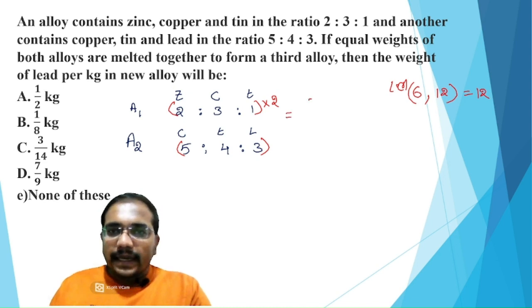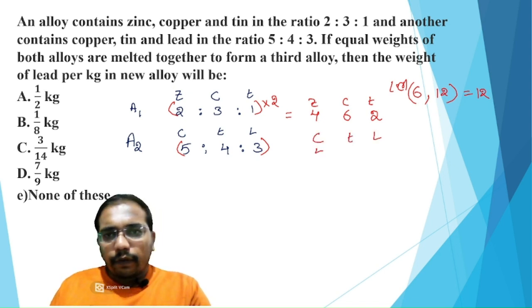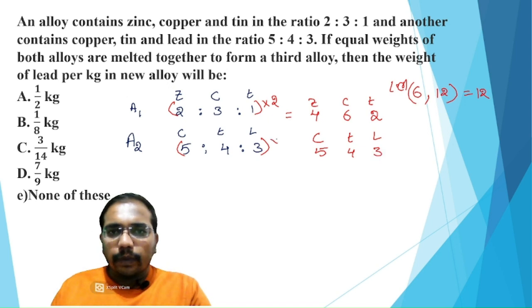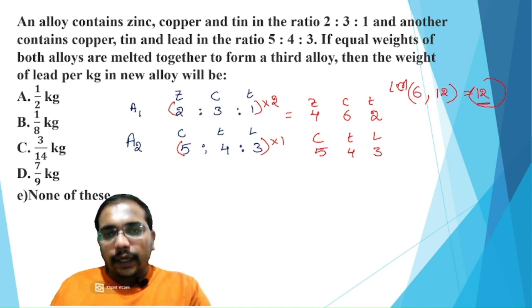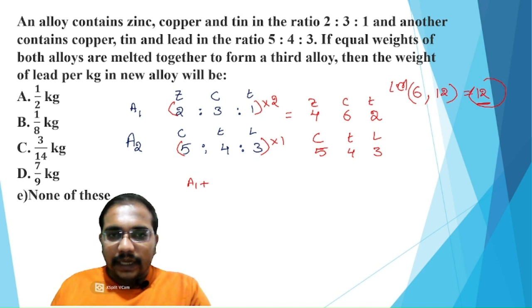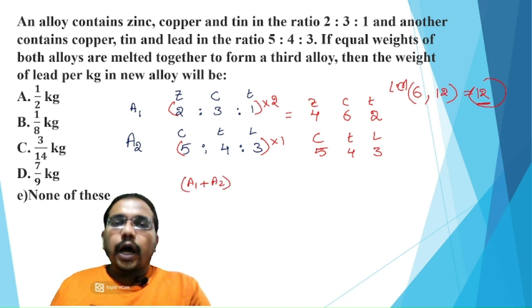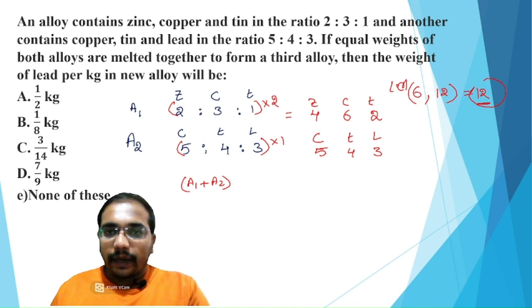Observe. Zinc, copper, tin. Now it is having 4, 6 and 2. Now here copper, tin and lead, 5, 4, 3 only. Why? Because there is no need to multiply with anything. Because it is 12. Here also the total is 12. Now if you are combining, alloy 1 plus alloy 2 are melted together, now you are having totally 4 types of metals. What are the 4 types? Zinc, copper, tin and lead.